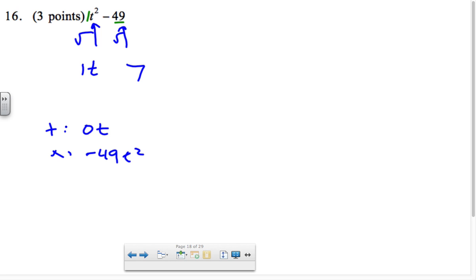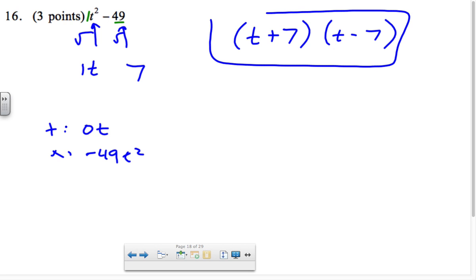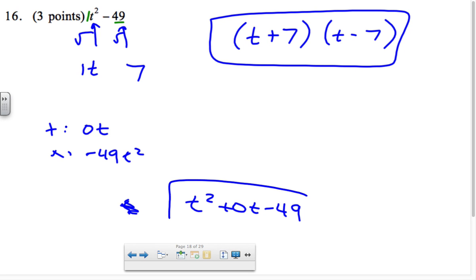So the two numbers that multiply to negative 49 and add to 0 are going to be 7 and negative 7. If they add to 0, they have to be opposites. So for the factors, you just take your t and your 7, you do one factor with a plus and the other factor with a minus. And that will make it so the middle term cancels. By middle term, I mean if you had written this one out like this. That middle term is 0. Okay? So this is your answer here.